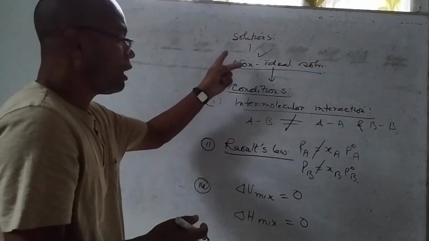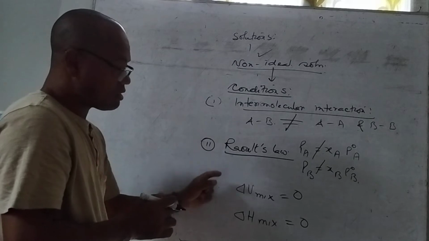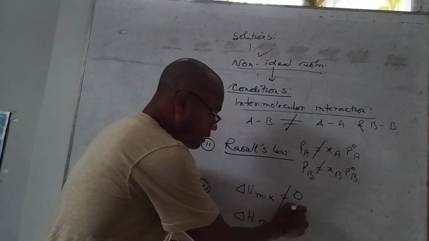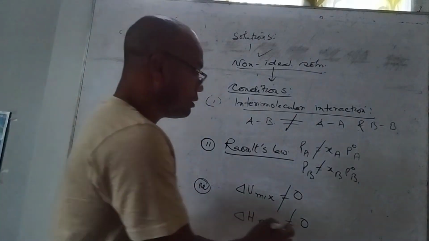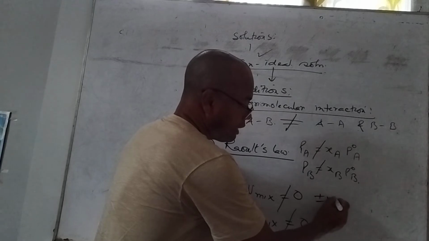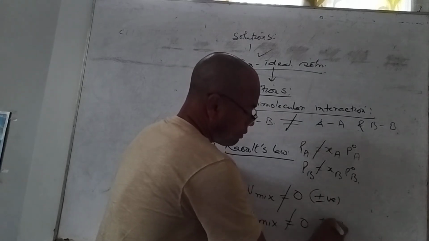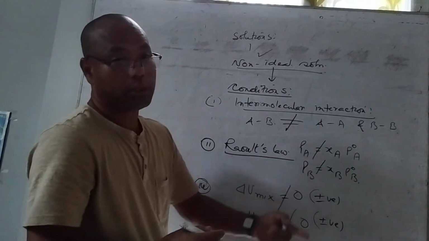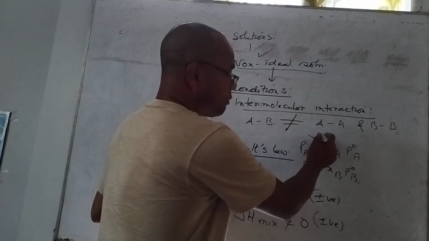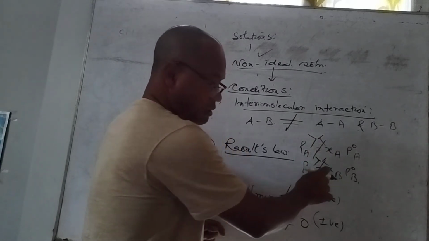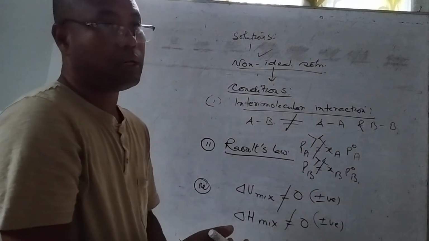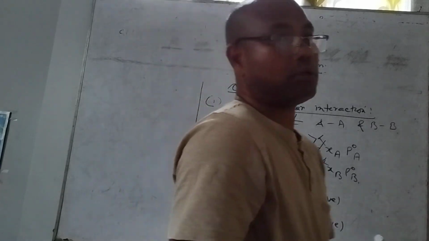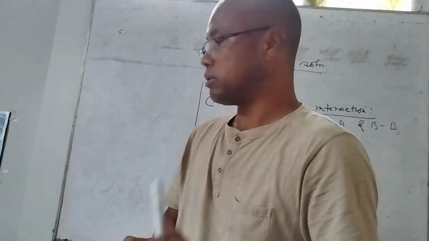But in the case of the non-ideal solution, the change in the volume of mixing and the change in the enthalpy of mixing should not be equal to 0, right? Either it may be a positive value or it may be a negative value. Here also, the vapor pressure of component A should not be equal to, meaning it may be greater than or it may be less than. That means this value may be positive or negative. That type of solution we consider as the non-ideal solution, right?